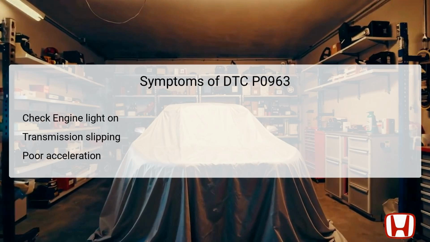When experiencing DTC P0963, several symptoms may become apparent. The most immediate indicator is the illumination of the check engine light on the dashboard, signifying a problem within the vehicle's systems. Drivers may also notice the transmission slipping, which can contribute to a lack of acceleration and overall poor vehicle performance during driving.